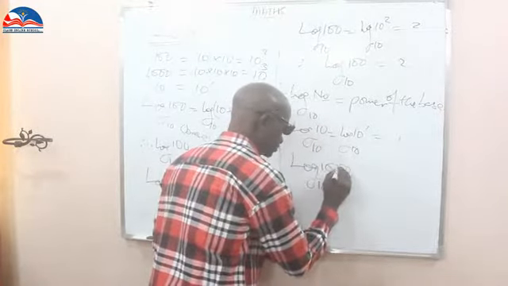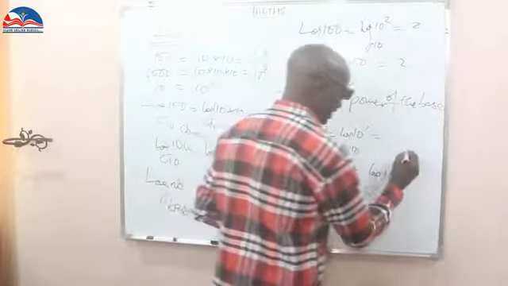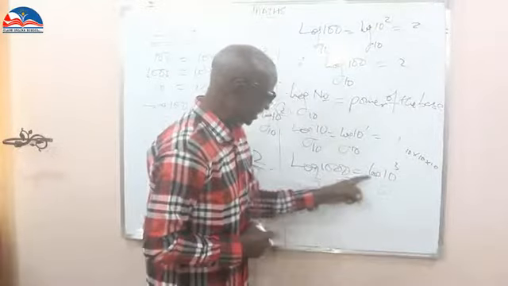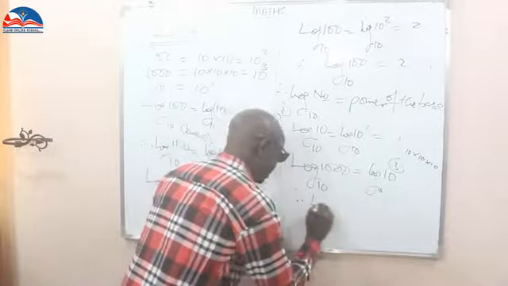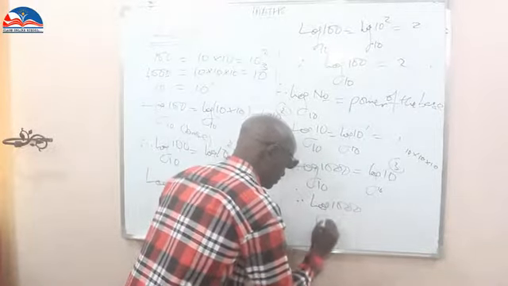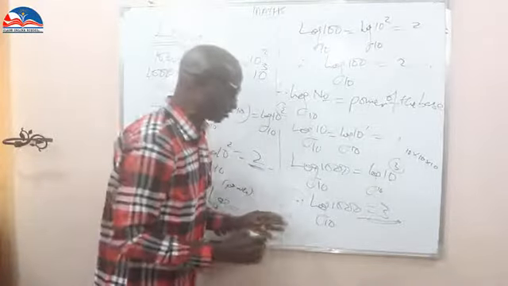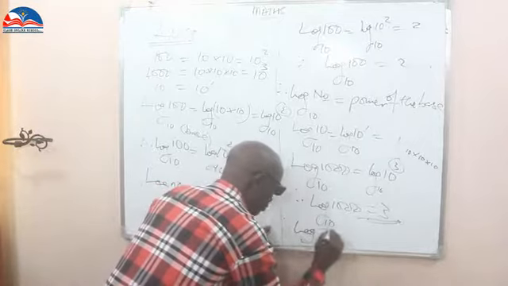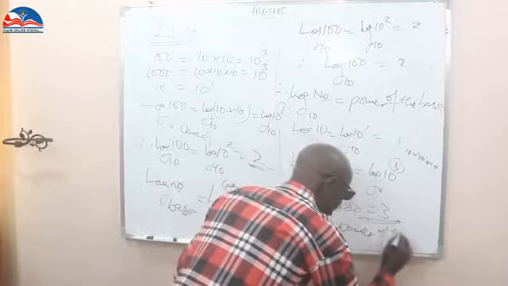The same thing if I say log 1000 in base 10: 10 times 10 times 10 is 1000. So I'm going to raise 10 three times in base 10, and automatically the power will be the answer. Therefore, log of 1000 in base 10 equals 3. You can therefore conclusively say that log equals the power of the base.